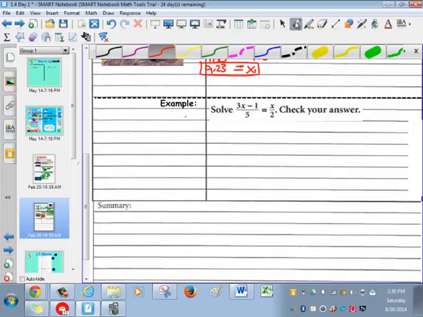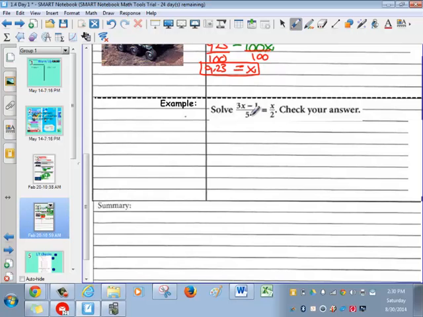Well, remember that we can use this cross multiplication rule, and we can take 5 and multiply it up there and the 2 and multiply it up there. So let's start by doing that. Let's just say 2 times 3x minus 1 is on the left side, and then we have 5 times x on the right side. Okay.